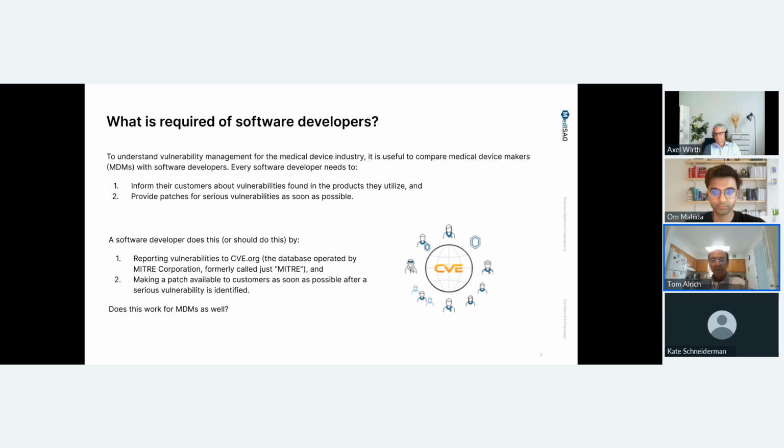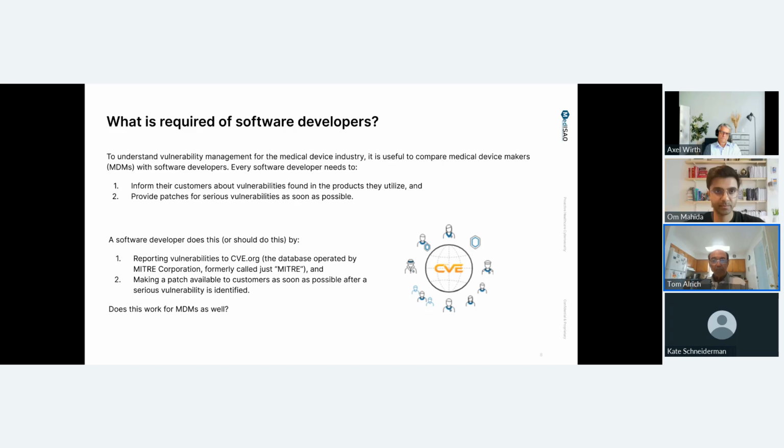Now, a software developer does this, or should do it, by first reporting vulnerabilities to CVE.org. And that is the database. It's operated by MITRE Corporation. It's owned by the Department of Homeland Security. They used to be called MITRE, the database, but now it's called CVE.org. It's now run by a nonprofit board called CVE.org.